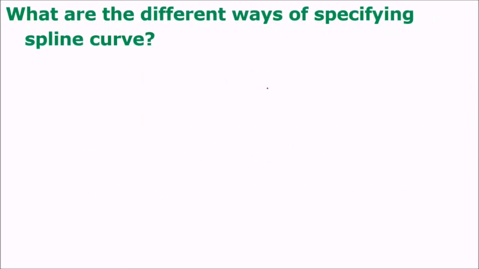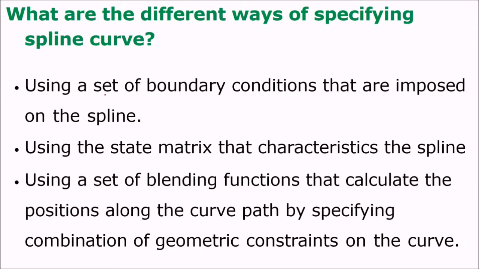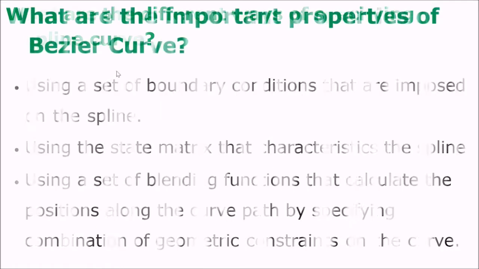What are the different ways of specifying a spline curve? First of all, using a set of boundary conditions that are imposed on the spline, using the state matrix that characterizes the spline, and using a set of blending functions that calculate the position along the curve path by specifying a combination of geometric constraints on the curve.